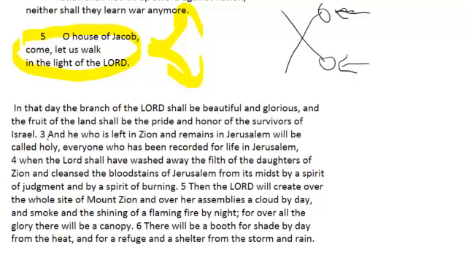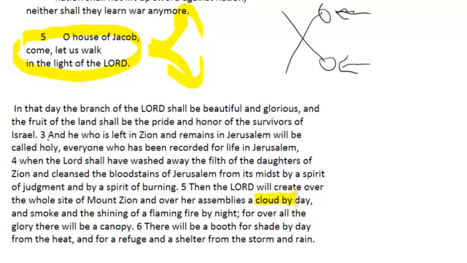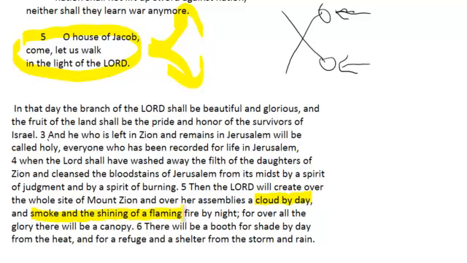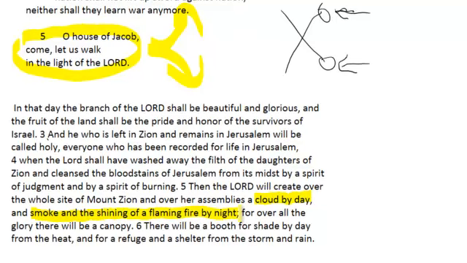And this is so obviously a reference back to the time when God was so closely with his people Israel. The idea of the cloud by day, which is what led the people through the desert, and the smoke and the shining of a flaming fire by night. This was the divine protection that the Israelites had during their entire wandering in the desert. But notice, it's the whole site of Mount Zion. So instead of God wandering, we're talking about God's presence resting finally and fully in an earthly place, in a single spot of Mount Zion.